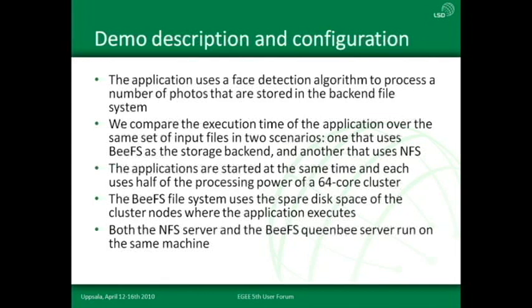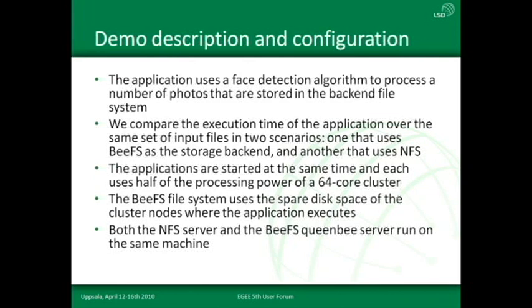The application uses a face detection algorithm to process a number of photos that are stored in the backend file system. We compare the execution time of the application over the same set of input files in two scenarios. One that uses BeeFS as the storage backend and another that uses NFS, the state-of-practice centralized file system for local area networks. The applications are started at the same time and each uses half of the processing power of a dedicated cluster. Both the NFS server and the BeeFS Queen Bee server run on the same machine.